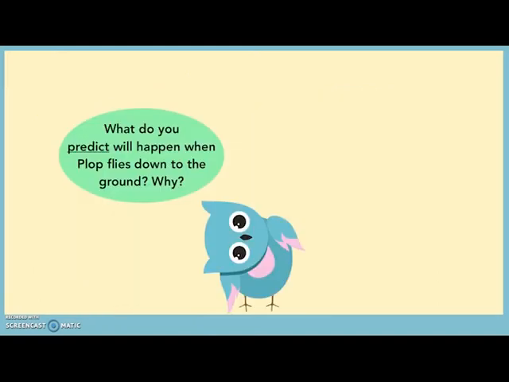So firstly, what do you predict will happen when Plop flies down to the ground? And why do you think that's going to happen? Think about some patterns that you may have seen in the previous chapters in this book. So pause the video and just have a little think about that. What do you think will happen when Plop flies down to the ground, and why?